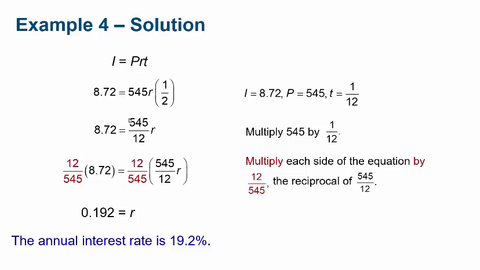Just moving this 12th over here, we have 545 divided by 12 times R. Multiply both sides by the reciprocal. Obviously, this cancels. If you take 12, multiply it by 8.72, then divide by 545, you get 0.192. So the annual interest rate here was 19.2%, which is high, but that's generally what it is for credit cards.